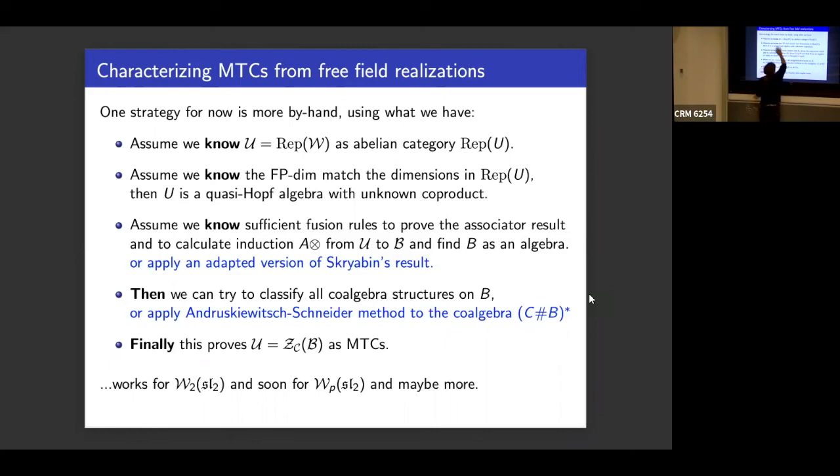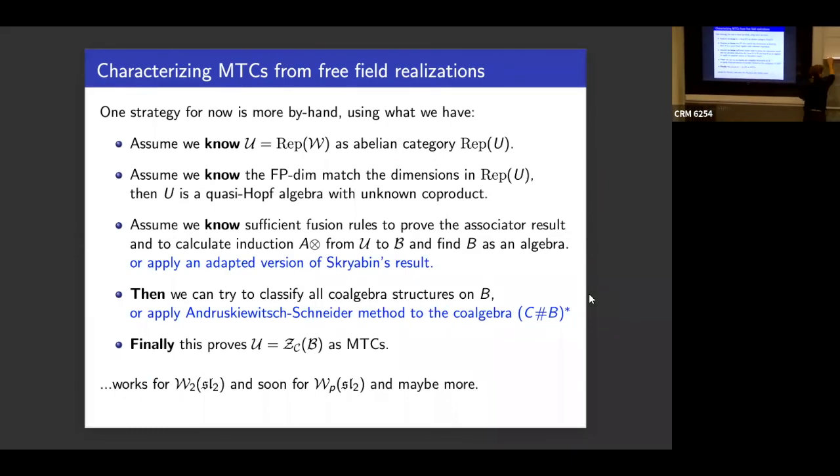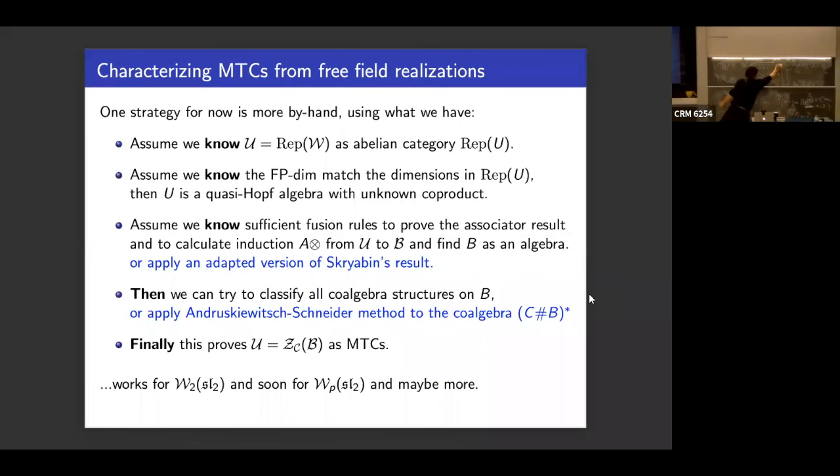We know that the Frobenius-Perron dimensions match. So we know it comes from some quasi-Hopf algebra. We know enough fusion rules to prove this associator result and compute the induction functors. We know enough to compute this as an abelian category, or use Scriabin's result would be the dream, but we don't have this. Then we can try to classify: we know B as an algebra, but not as a co-algebra. We try to classify co-algebra structures. For SL2, we do this by hand, but it would be cool to use this Andruszkiewicz-Schneider method. So you can actually do this, I think, and get all possibilities.